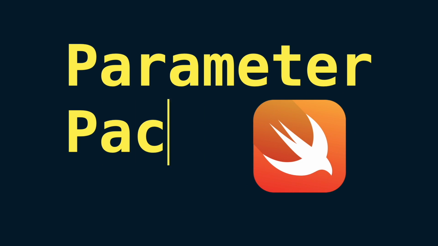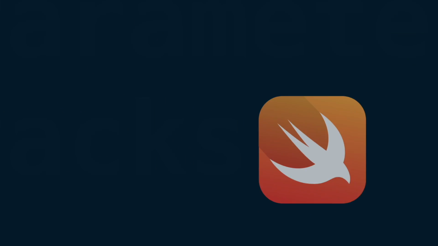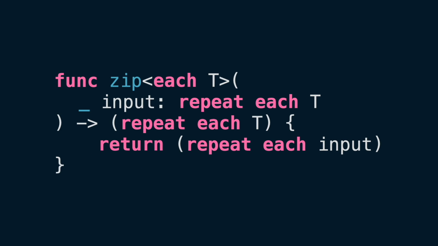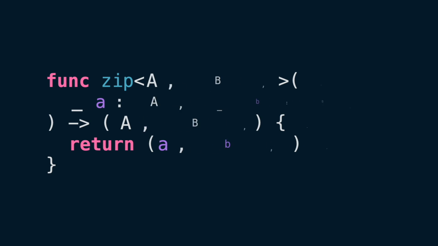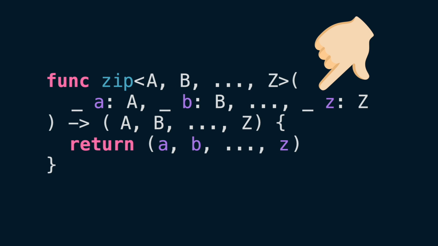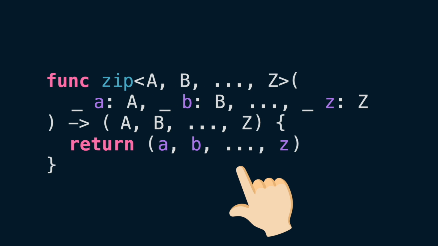In this video, we'll explore parameter packs in Swift and learn how to use them effectively. We'll start by attempting to implement a function without parameter packs. Our goal is to create a function that can receive an arbitrary number of parameters of different types and return a tuple containing all those inputs.